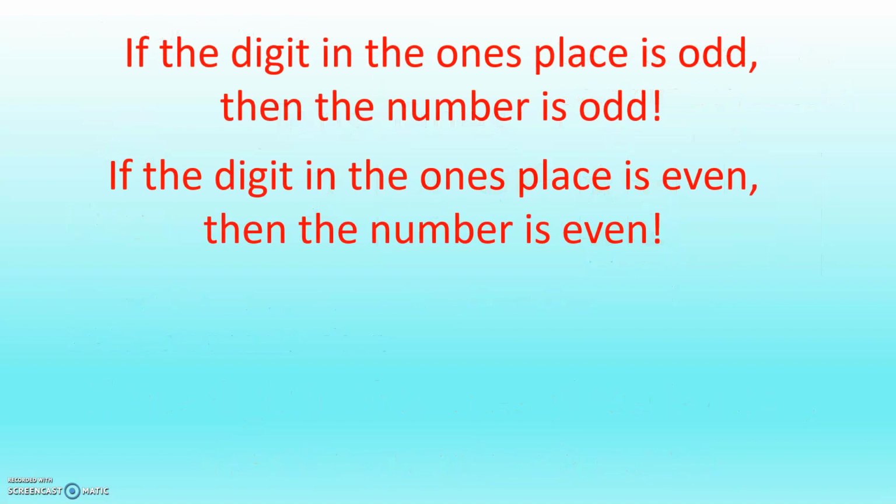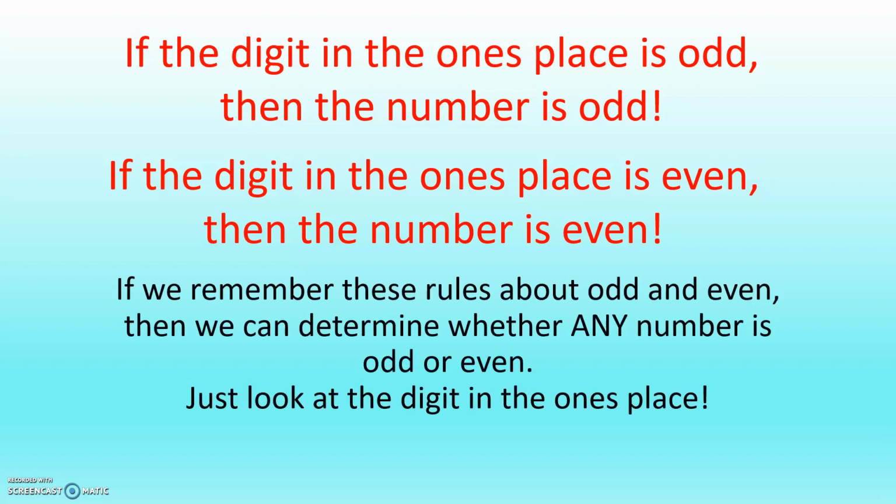So, let's look at our rules again. If the digit in the ones place is odd, then the number is odd. If the digit in the ones place is even, then the number is even. If we remember these rules about odd and even, we can determine whether any number is odd or even. It doesn't matter how big the number is. All we have to look at is the digit in the ones place.